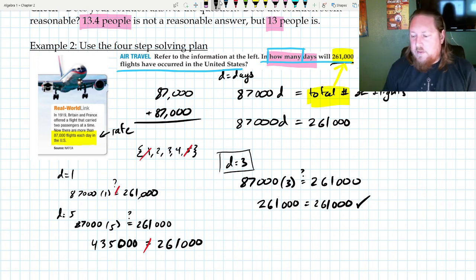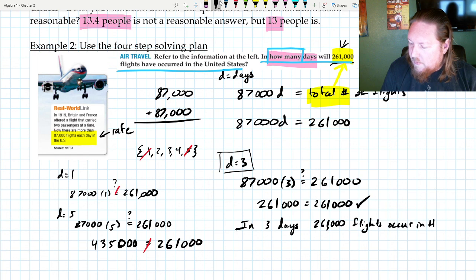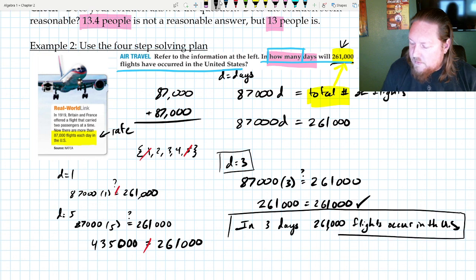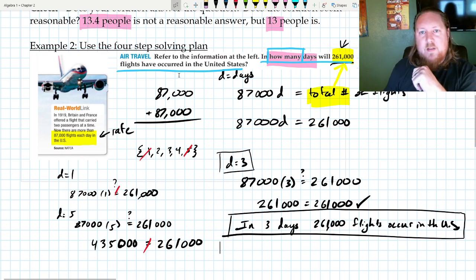And you can reorder things. Like maybe you put the 261,000 first, but you could say, in 3 days, 261,000 flights occur in the U.S. And there I have a nice, clearly written answer, restating it so that it makes sense with the context of the problem. And yeah, there we go. That's the end of example 2.